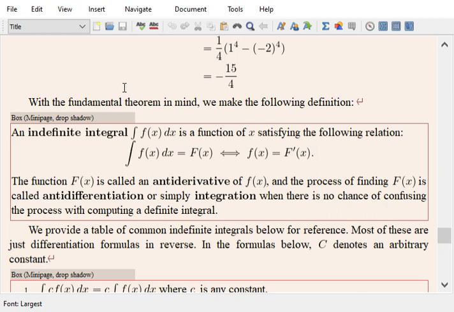So with the fundamental theorem in mind, we make the following definition. An indefinite integral, so it's the same notation, but just without the lower and upper limits. An indefinite integral is any function that satisfies the following relation. So if the indefinite integral is big F, then that is the same as saying that little f is the derivative of big F, right? The function big F is called an antiderivative, and the process of finding big F is called either antidifferentiation or integration.